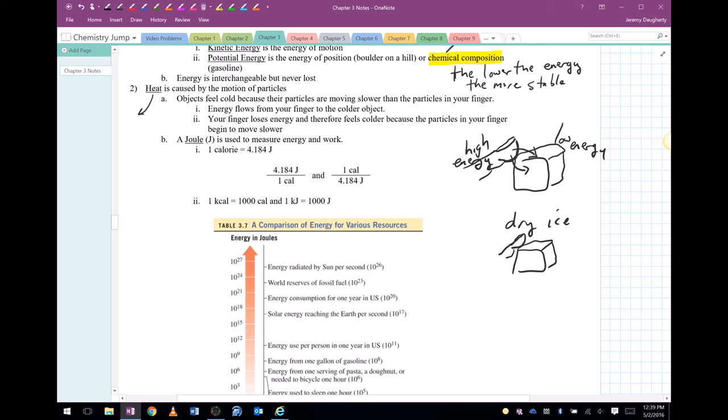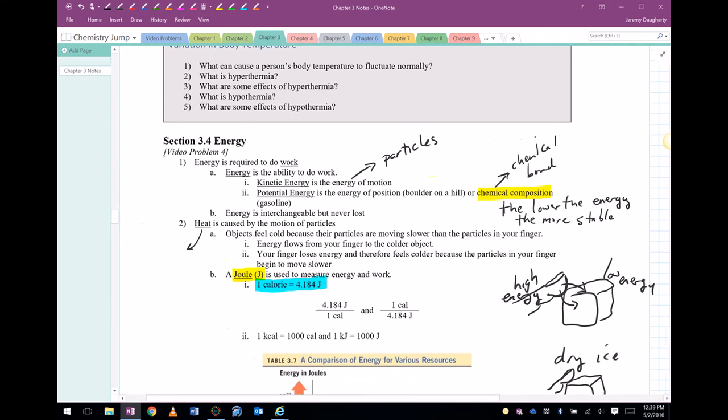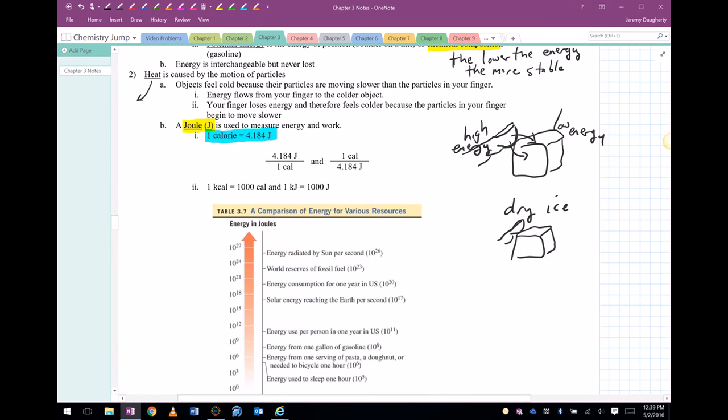So we typically talk about energy in terms of joules. Here, 1 calorie is 4.184 joules. I believe that's given to you on your pink sheet. And then we also have video problem 4, where I show you how to do some conversions between joules and calories. Nothing huge.